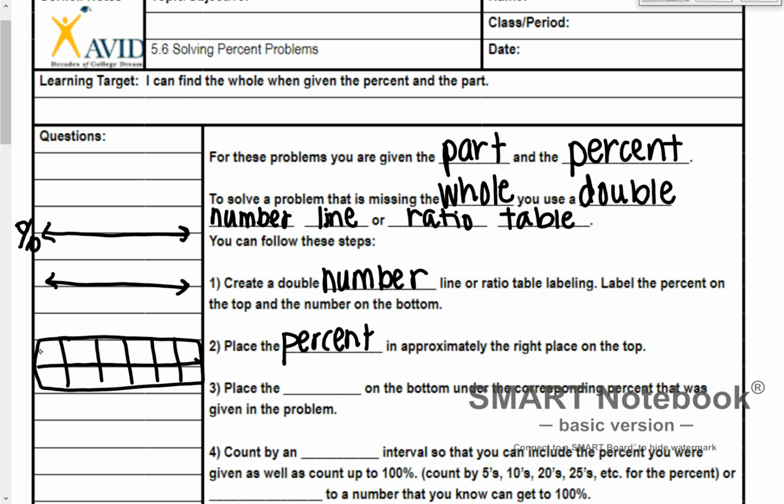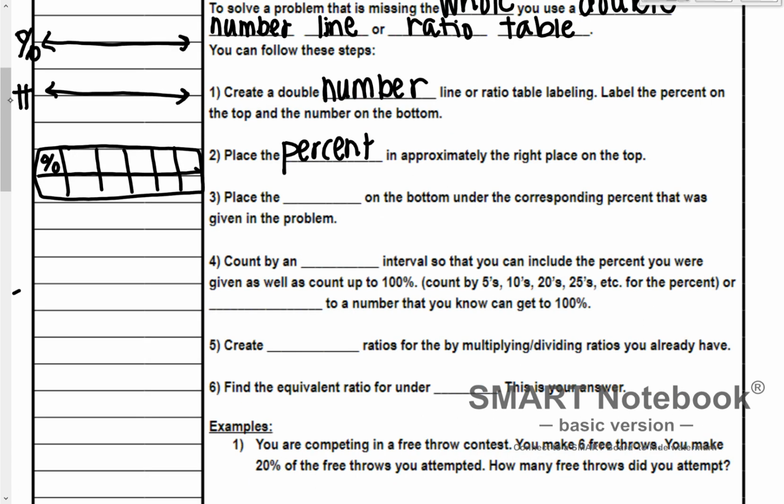Okay, in a ratio table, we would do the same thing. Since we're just setting it up, this is just going to be our number. Okay, number for our part and our whole. Yes, that's a number sign, not just a hashtag. Then we're going to place the percent.